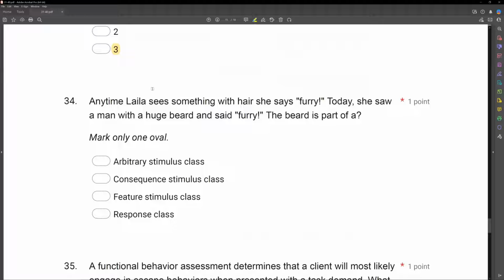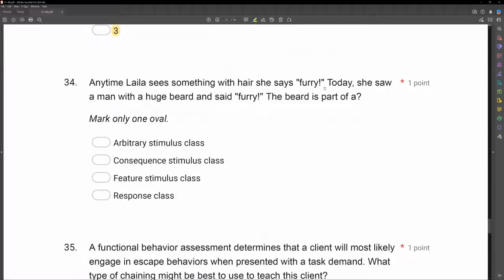34. Anytime Layla sees something with hair, she says furry. Today, she saw a man with a huge beard and said furry. The beard is part of a what? Right. What is the beard part of? Look at our answer choices, and we have stimulus classes and response classes. Well, let's just go back up and try to analyze this.